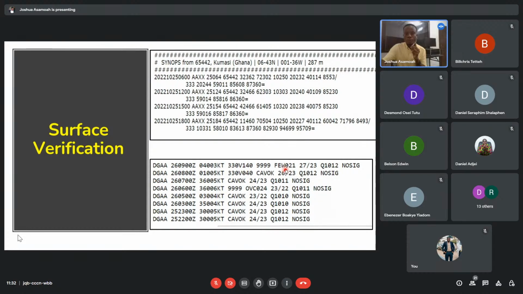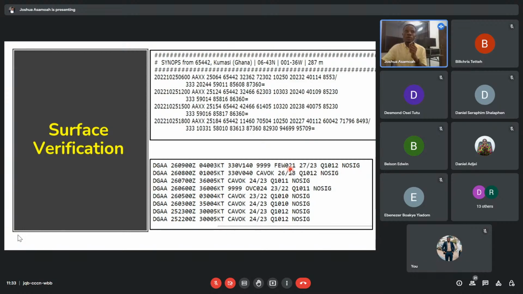All right, so few, scattered, broken, and overcast will tell you the amount. And then the figures that follow will tell you the height in feet. So this one, you just add 2 zeros, so 2100 feet. If you have, let's say, 010, it means it's 1000 feet. So that's just the height of the cloud that you are reporting.